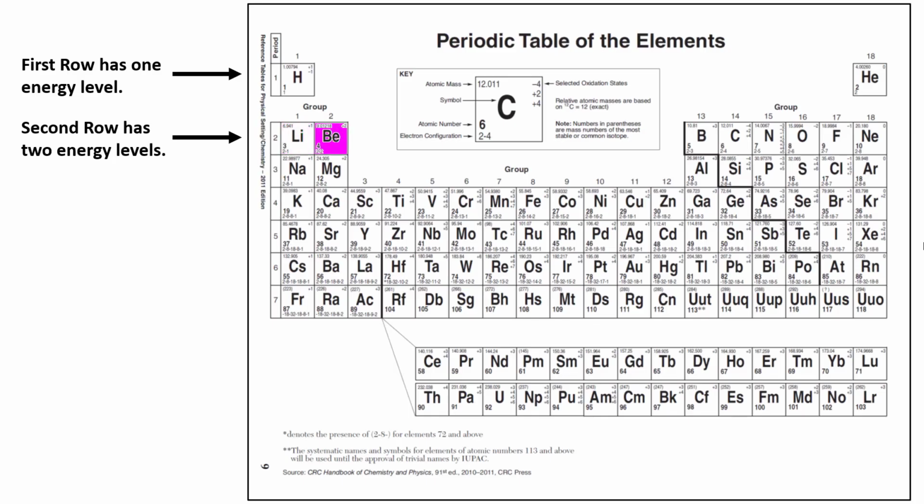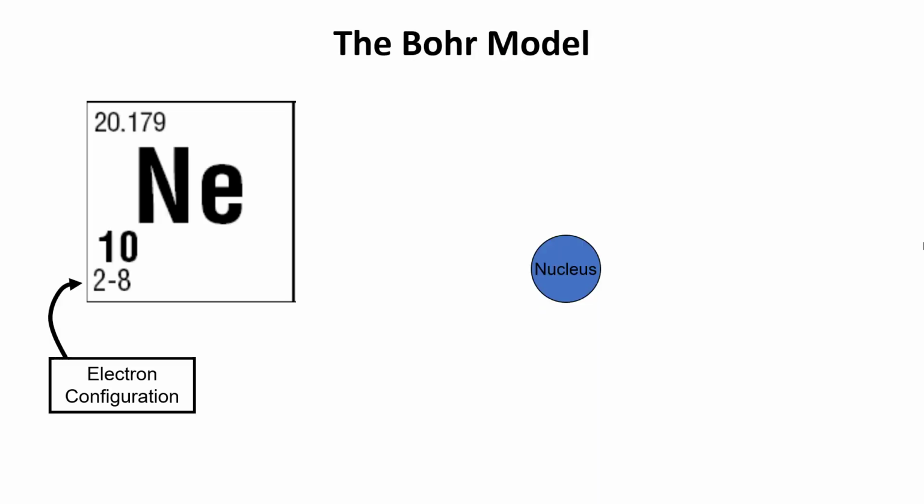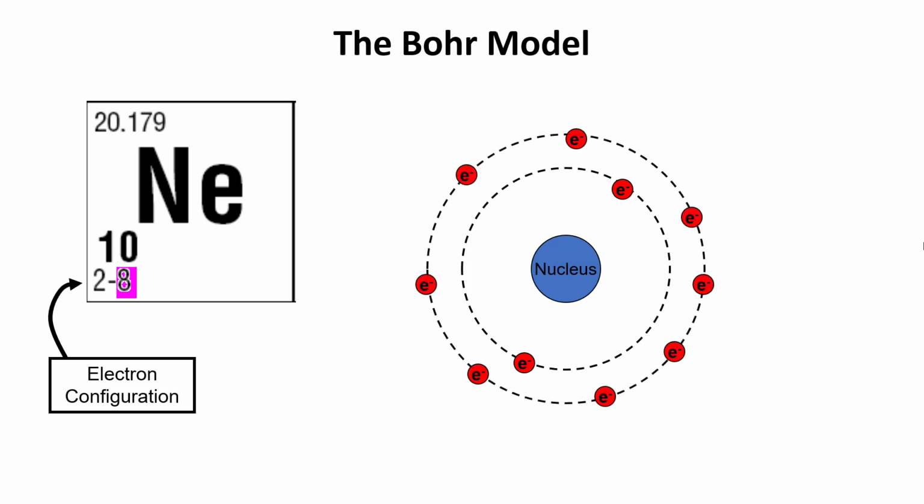So let's go to the end of that second row with the element neon. Okay, that's the end of that second row. When we look at neon's configuration, we see that it is 2-8, and so this first electron shell has 2 electrons in it, and then the second energy level has 8 electrons in it. After this, the third shell will begin to fill up.